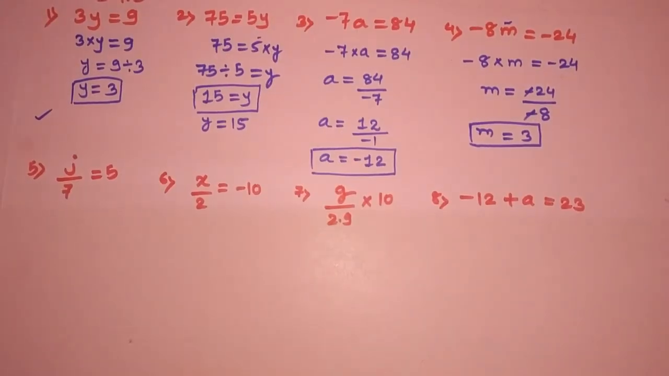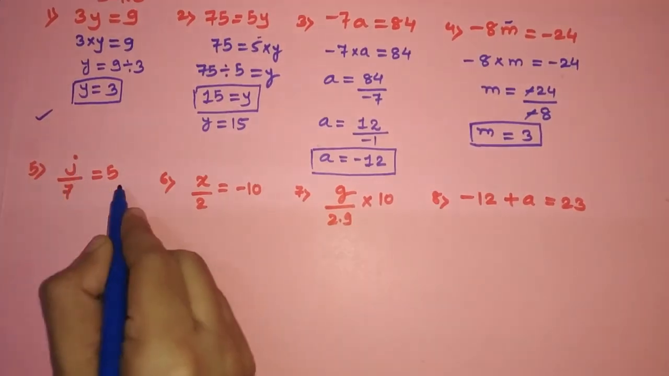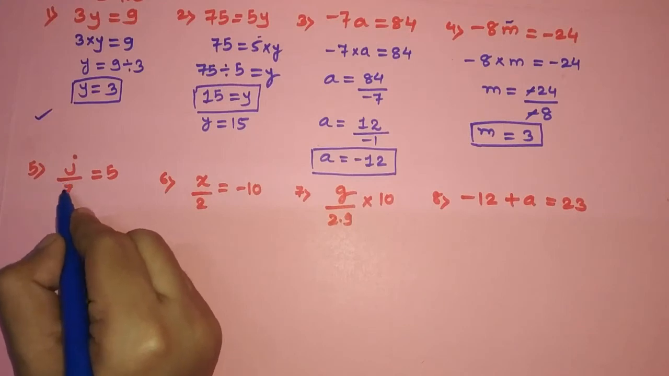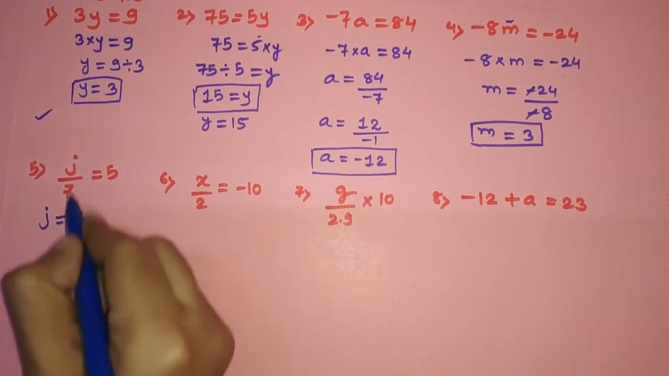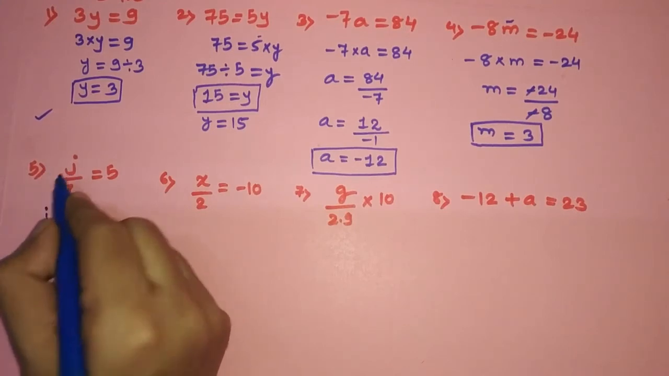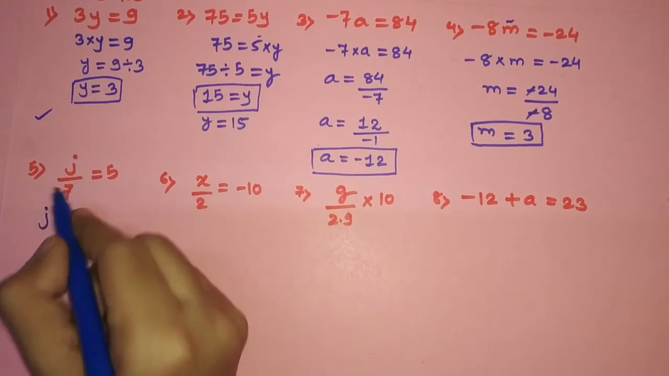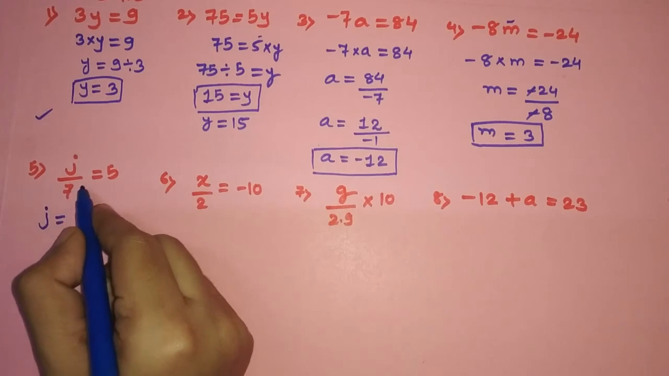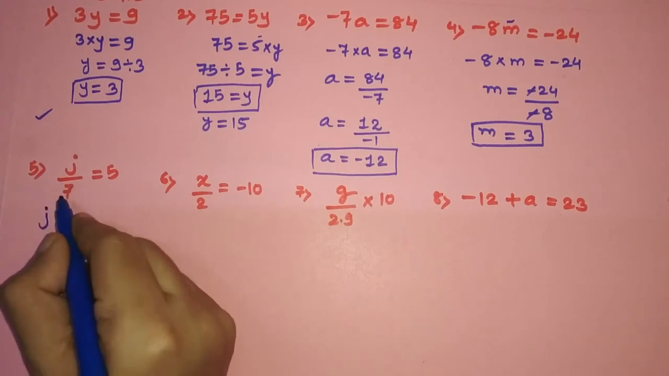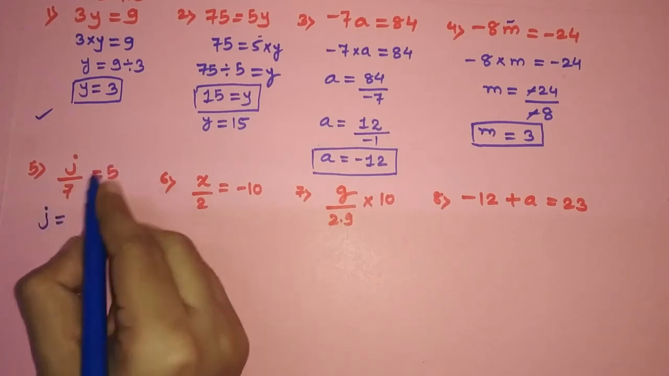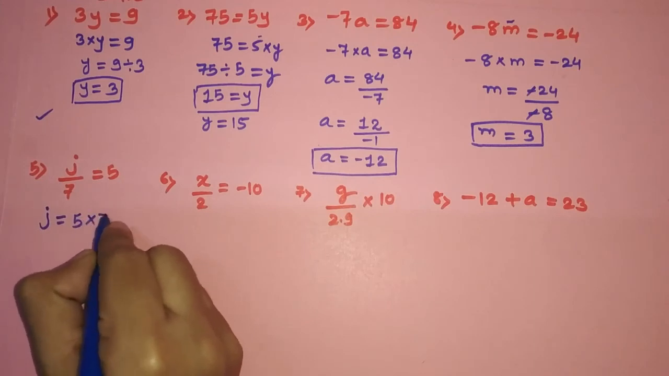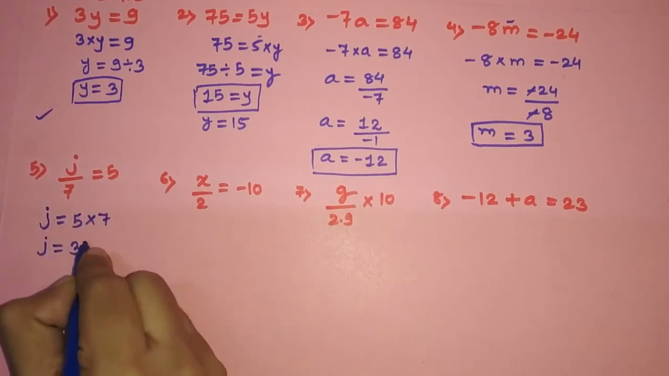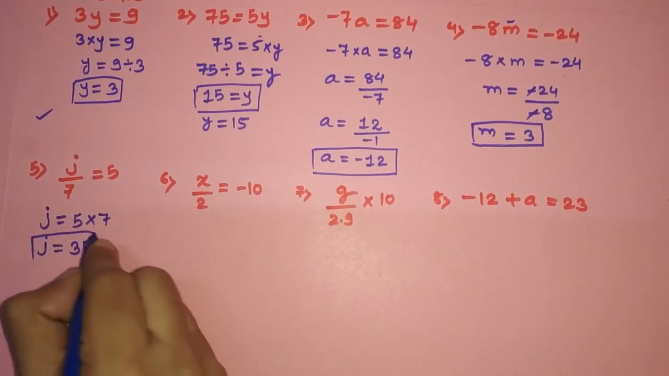So friends, now we'll solve these equations. j by 7 is equal to 5. So here we need to find the value of this j. In order to keep j alone on the left hand side, we need to transpose this 7 to the right hand side. So transposing this 7, it is division. Now when we shift it, it will go in multiplication, that is it becomes 5 multiplied by 7. So j's value is going to be 35, since 5 7s are 35 in this case.